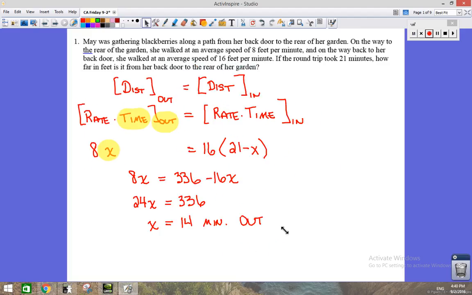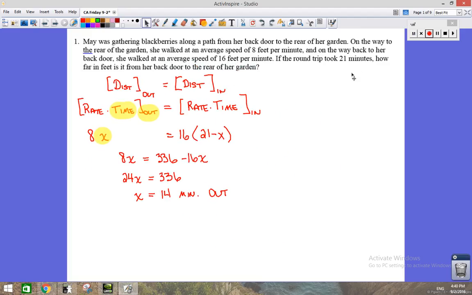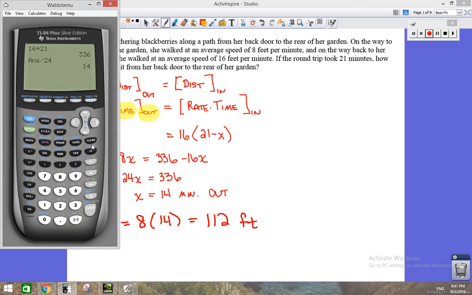Now that's not what the problem is asking for. The problem is asking for how far in feet is it from her back door to the rear of the garden. So I can take this X and plug it in to either side of the equation, because the distance to walk out to the edge of the garden is the same as the distance from walking from the edge back to the house. So all I have to do is multiply this by 8. And that's 112, I believe. So 112 feet. Let's double check that.